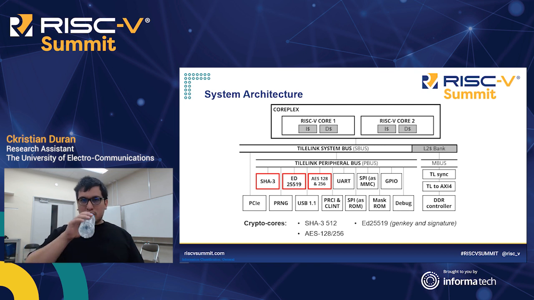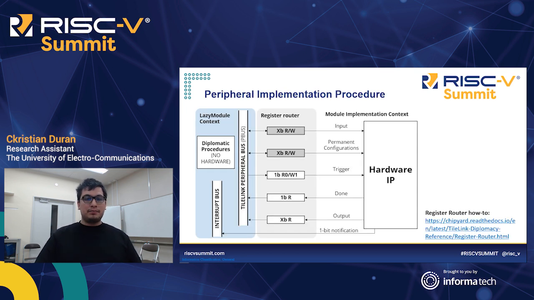So we'll talk about the crypto accelerators from now on. We include basically three: the SHA-3, the Ed25519, and the AES. So this is a model of how we implemented different peripherals into the chip via flow. So we use the register router, and the implementation of the register router is detailed very well in the ChipJar official documentation. And we consider that the register router actually brings a very good flexibility and convenience as well for implementing any kind of IP or peripheral into the memory map.